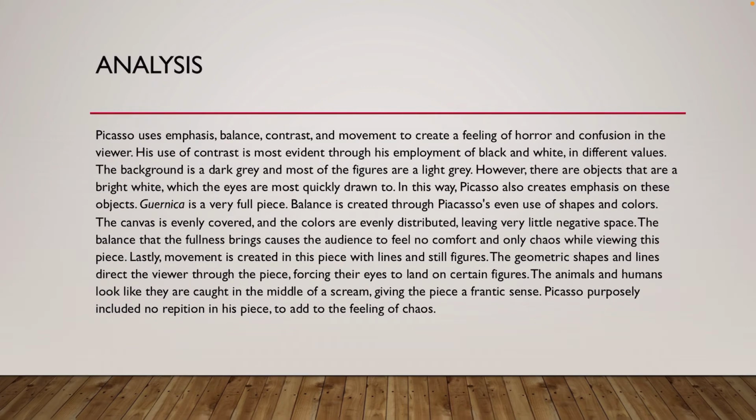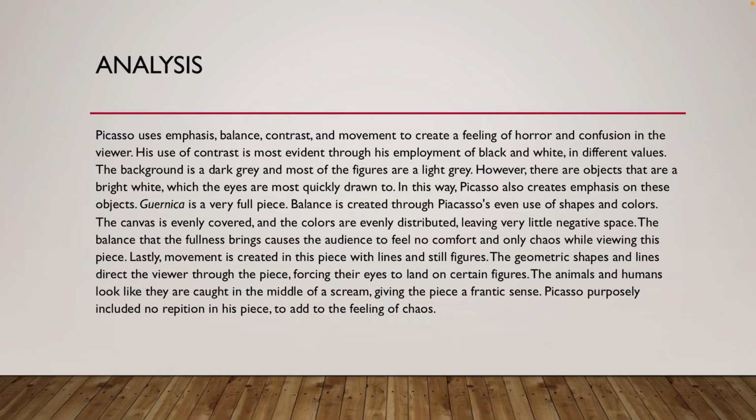Picasso uses emphasis, balance, contrast, and movement to create a feeling of horror and confusion in the viewer. His use of contrast is most evident through his employment of black and white in different values. The background is a dark gray, and most of the figures are light gray. However, there are objects that are a bright white, which the eyes are most quickly drawn to. In this way, Picasso also creates emphasis on these objects.